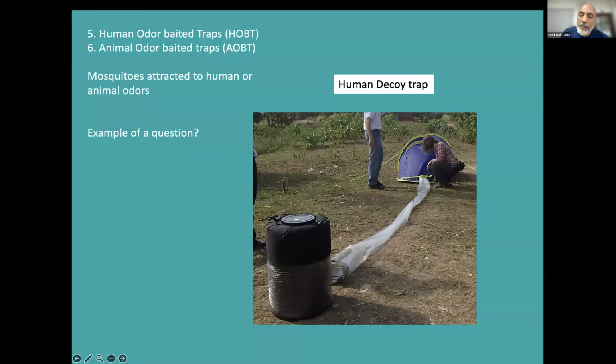So here, this is also a proxy for human landing catches, and at some sites, it has been demonstrated to work much better than a human landing catch. It captures far more mosquitoes, and some sites it doesn't. It completely depends on your site.